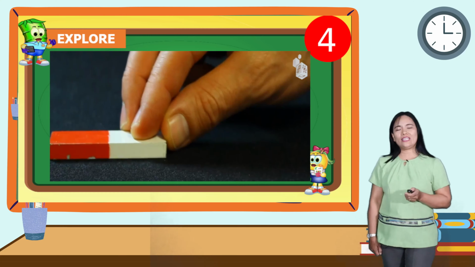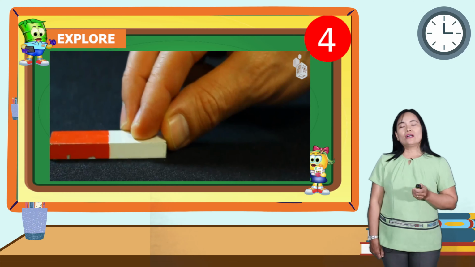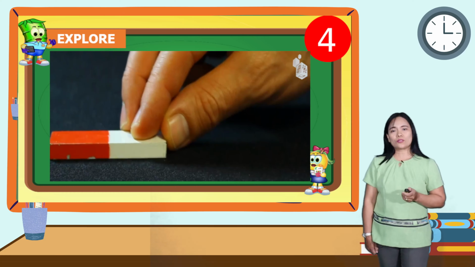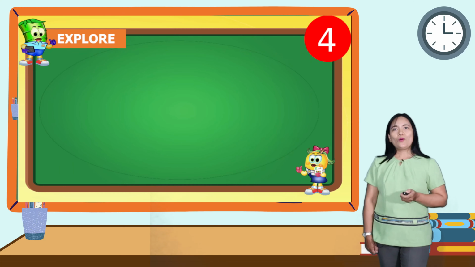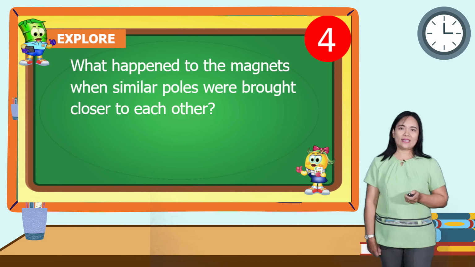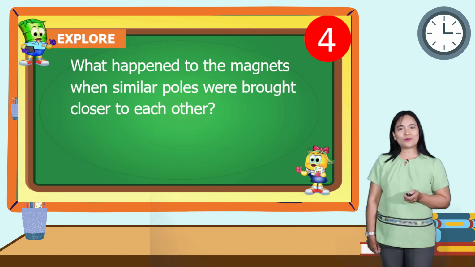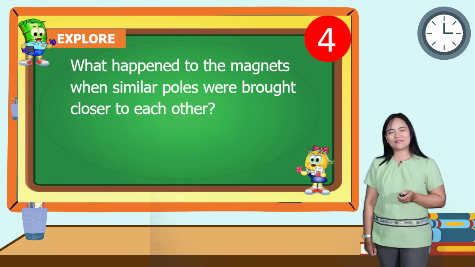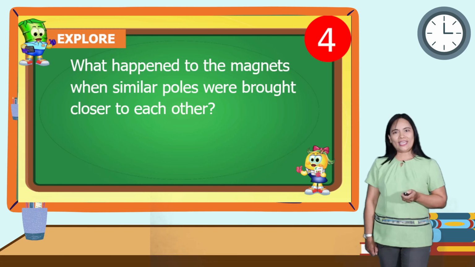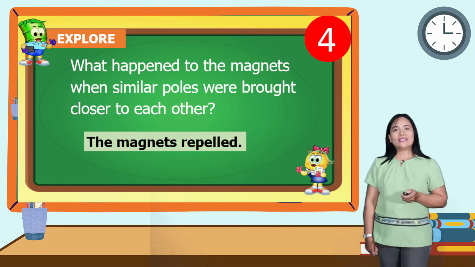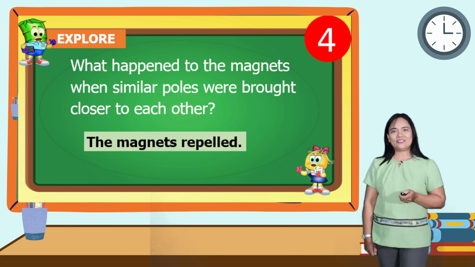Okay, as you can see in our video, the 2 orange poles were brought closer to each other. What happened to the magnets when similar poles were brought closer to each other? You write your answer in the comment box. Okay, let us see if your answers are correct. The correct answer there is, the magnets repelled. Do you have the same answer, my dear learners? Very good. Next video.